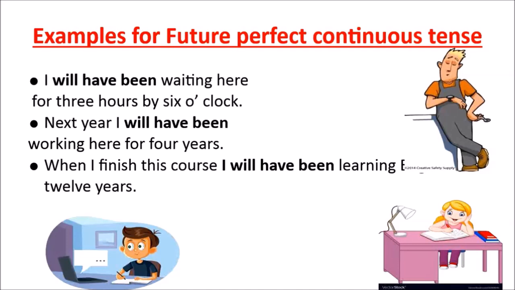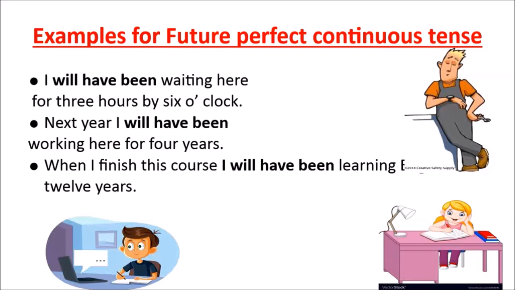It is going to start in the present and it will end in the future. Okay, look at the next example. Next year I will have been working here for 4 years. So he was working in a company for more than 3 years, and next year if he continues in the same company, then it will be his 4th year. That's what he's trying to tell.